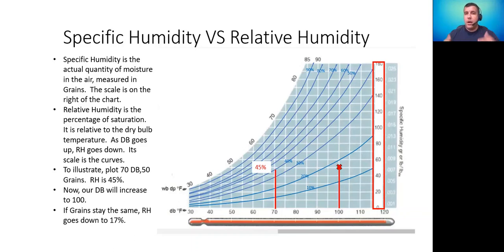When we heat air, we make the sponge bigger. We give it more room to hold water. It can now hold more water. So if we have the same amount of moisture in the air, the percentage is going to be lower because the sponge just got bigger. That's what happens when we heat air. The opposite happens when we cool air. We make the sponge smaller, and so our relative humidity would go up when we cool air.